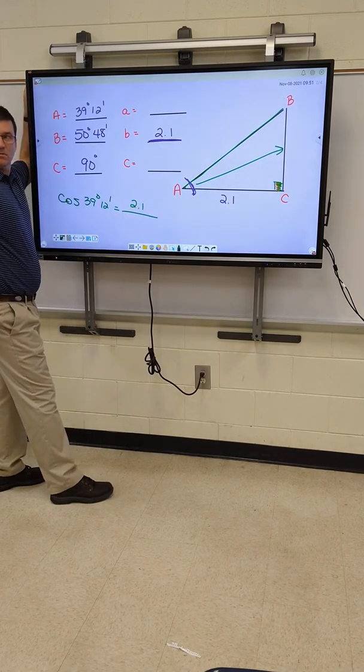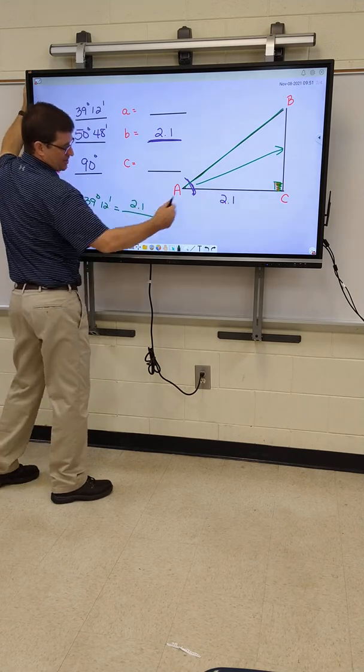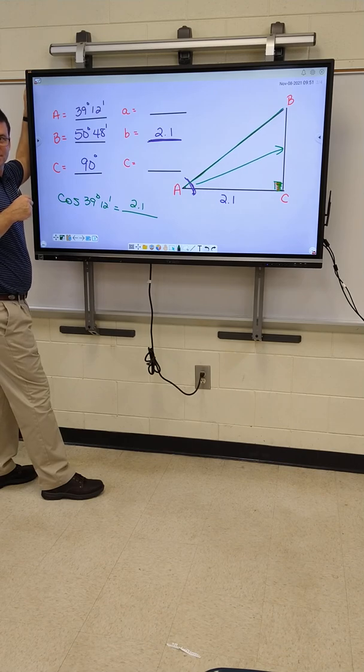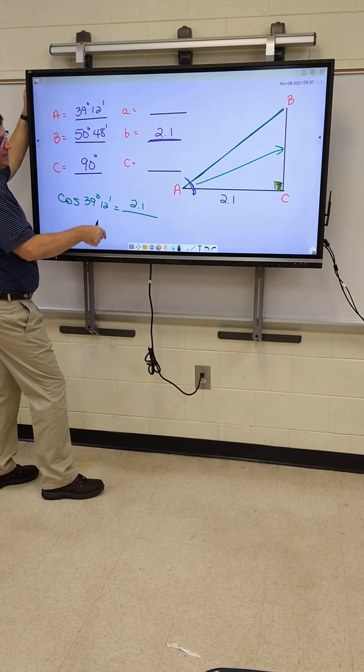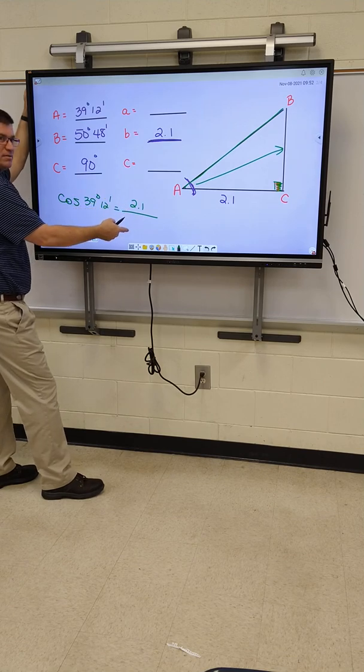No, 2.1 goes on top. Focus, guys, I'm rolling here. Focus. Good job, Georgia. Okay. Now, what's the bottom of the formula for cosine? You said adjacent over what?